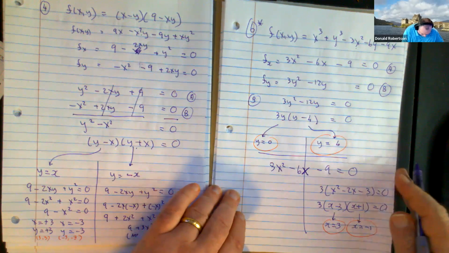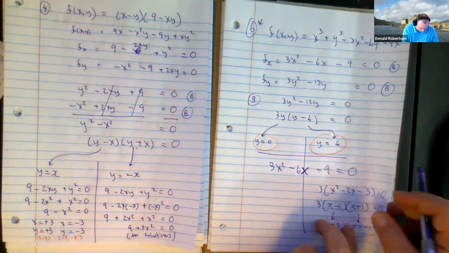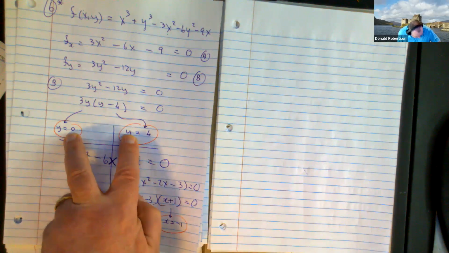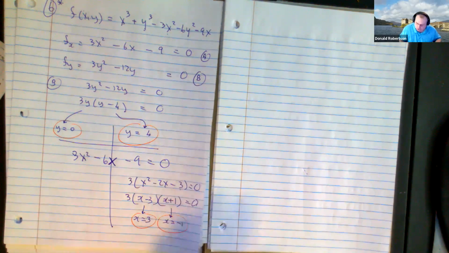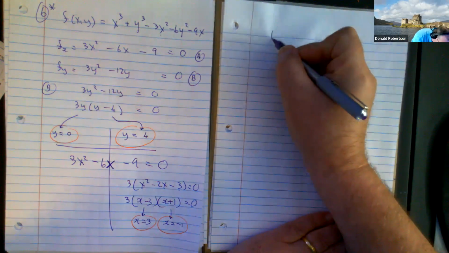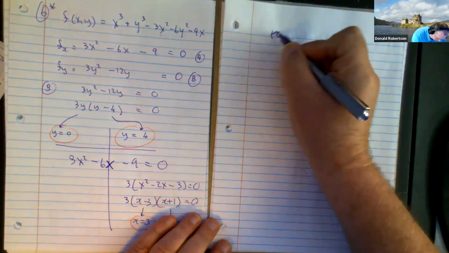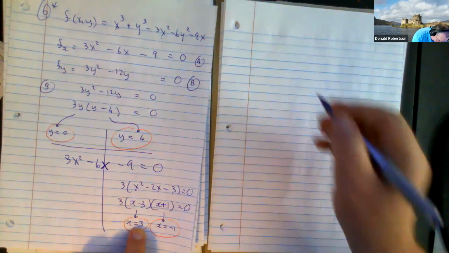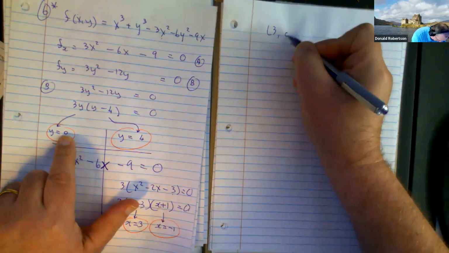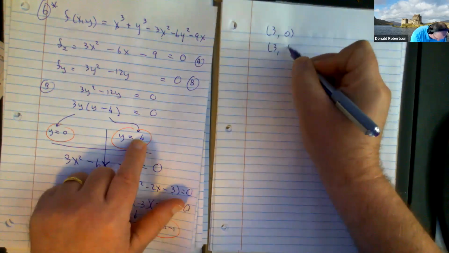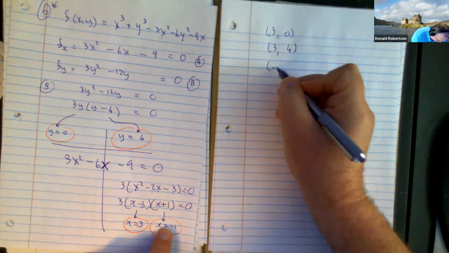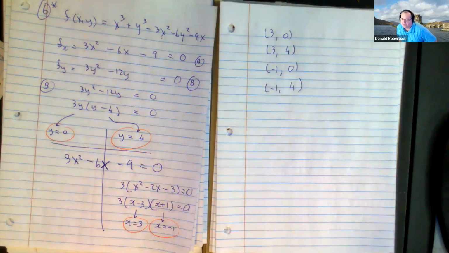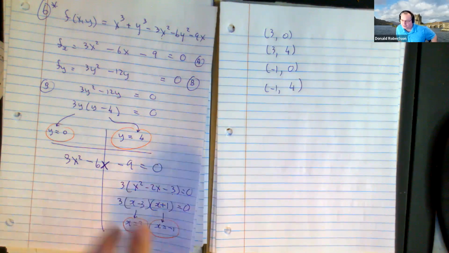Now we have to figure out how to take these two guys and these two guys and put them together. What this says is that as long as y is one of these numbers and as long as x is one of these numbers, you will get a solution, which means you can have an x of 3 and a y of 0, an x of 3 and a y of 4, an x of negative 1 and a y of 0, and an x of negative 1 and a y of 4. Are you comfortable about how I found those 4 critical numbers by combining these two together?